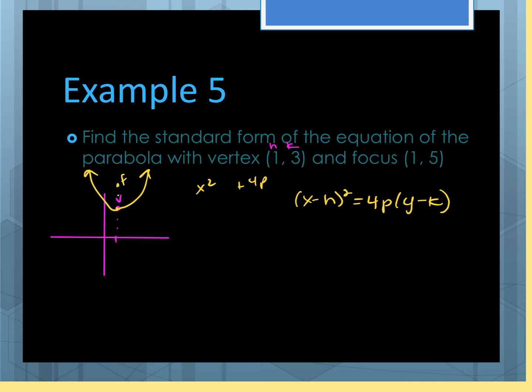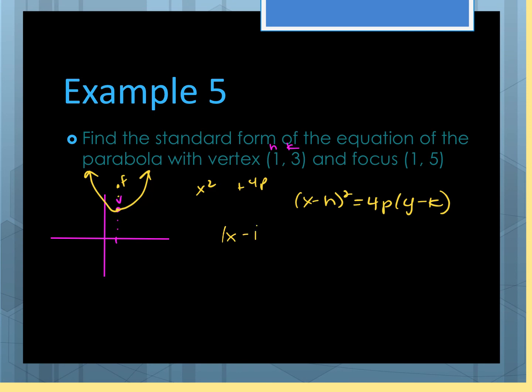So I have my h, which is 1, x minus 1 squared equals 4 times p. I don't know what p is. How do I find it? It's 2. And how do you know that? Because you counted. Good job. You could also plug in that point, but it takes a lot more work, right? So if you're one of those people that doesn't like the visual and you like to plug in things, by all means have at it.